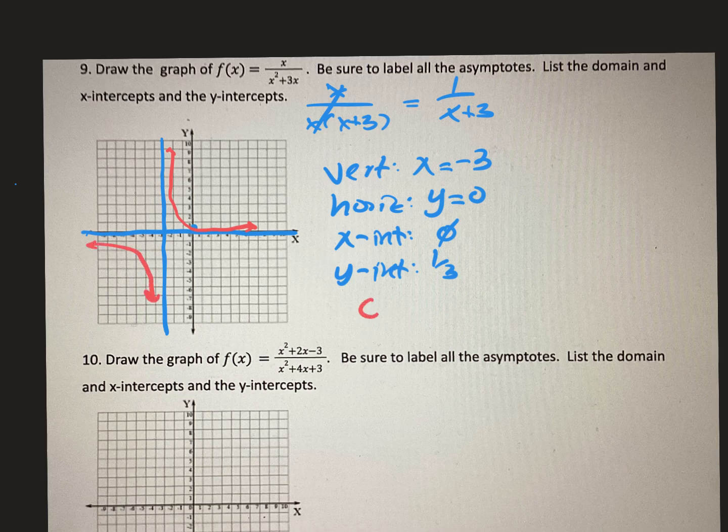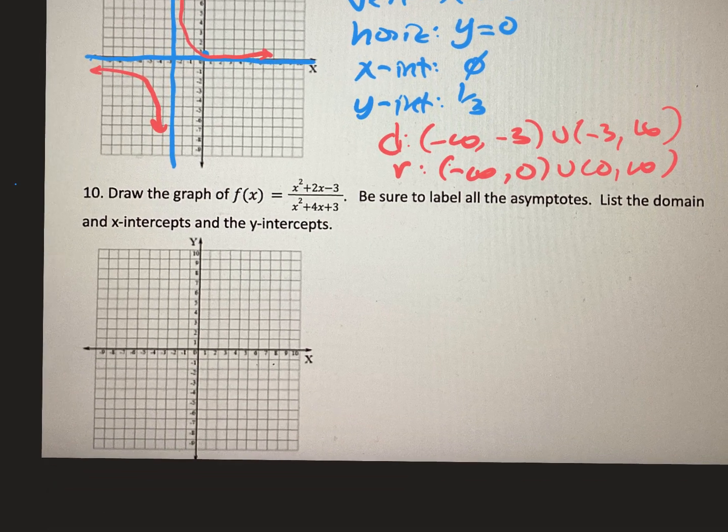And then don't forget your domain and range. Domain, negative infinity to negative 3. Skips to negative 3 and goes on. Remember, the domain includes your number from your vertical. Your range is going to be negative infinity to 0, and then 0 to infinity. Remember, it includes your number from your horizontal. Number 10, one more of these things.